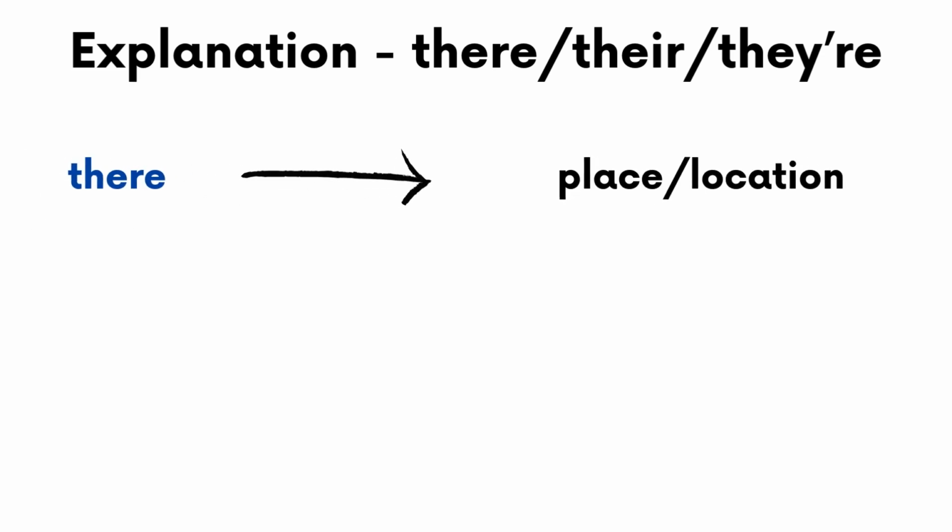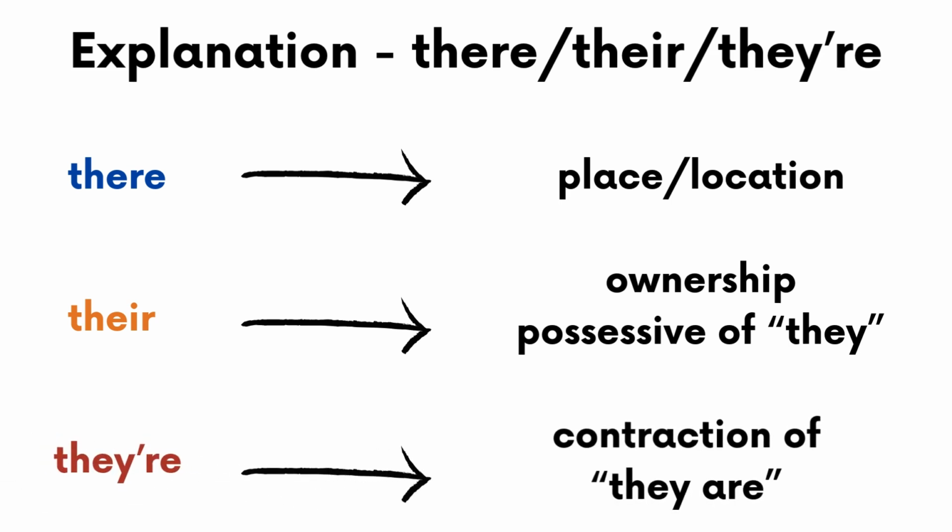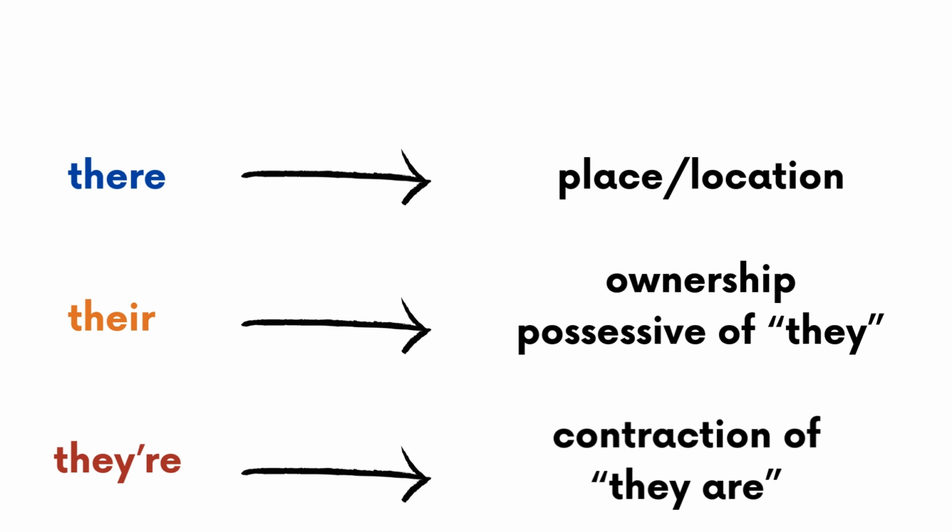Here's an explanation of homonyms using the words there, their, and they're. Now, they all sound the same, but as you can see, they are spelled differently and have different meanings. For example, there, T-H-E-R-E, refers to a place or a location. Their, T-H-E-I-R, refers to ownership, the possessive of the word they. And finally, they're, T-H-E-Y-'-R-E, is a contraction of the two words they are.